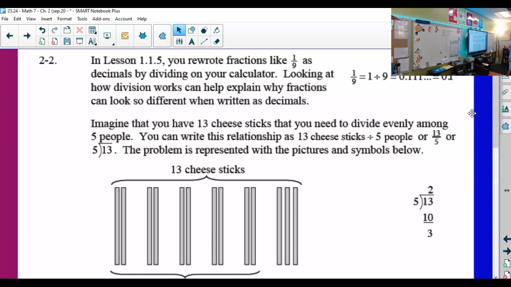Here's 13 cheese sticks. Divide them evenly among all 5 of you. Yeah, you need to. Do you actually have 5 people? Sweet. Here are 13 cheese sticks. Divide them evenly among everyone.